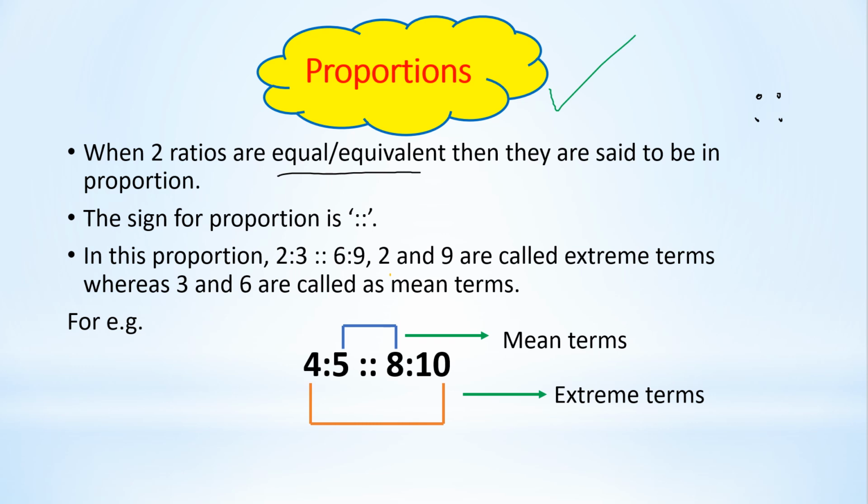Now we learn about the terms. So here 2 and 9 are in the extreme, right? So that's why they are called as extreme terms, whereas 3 and 6 are in the middle, right? So that's why they are called as mean terms. For example, 4 is to 5 is in proportion with 8 is to 10. So here 4 and 10 are extreme terms, whereas 5 and 8 are my mean terms.